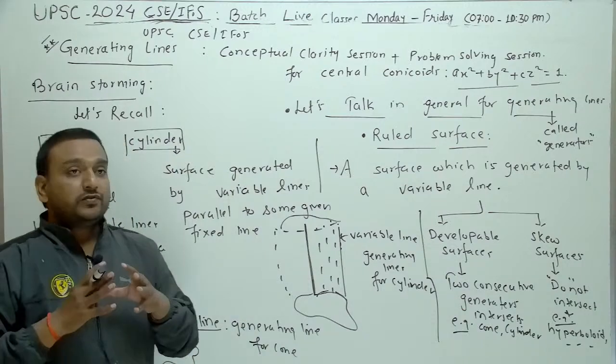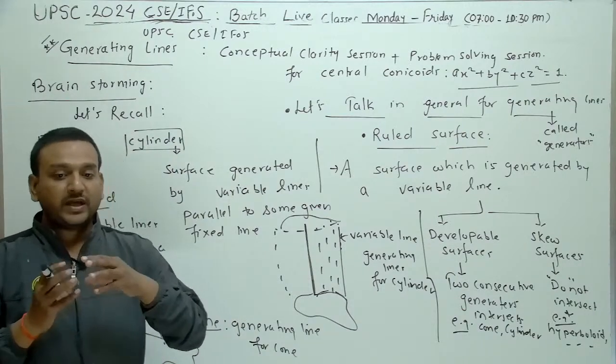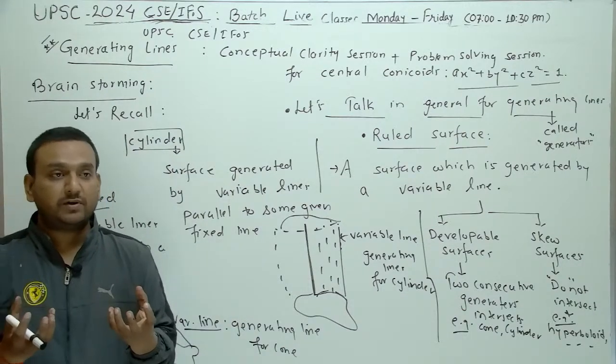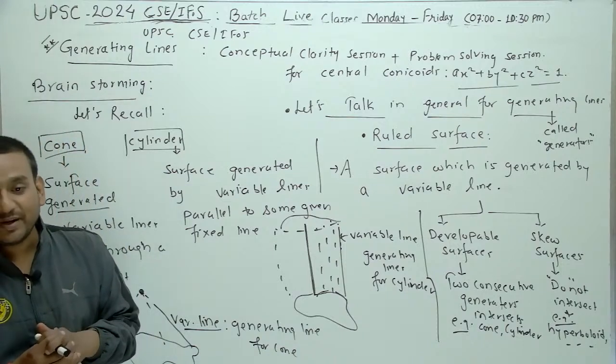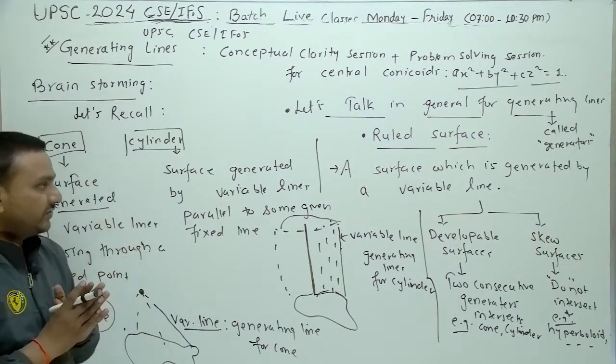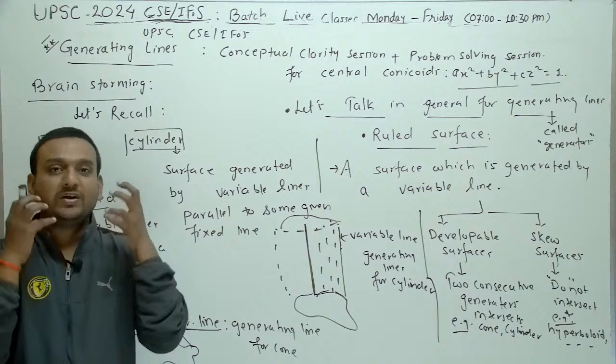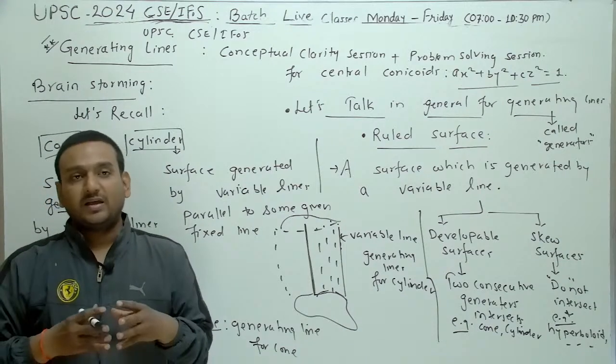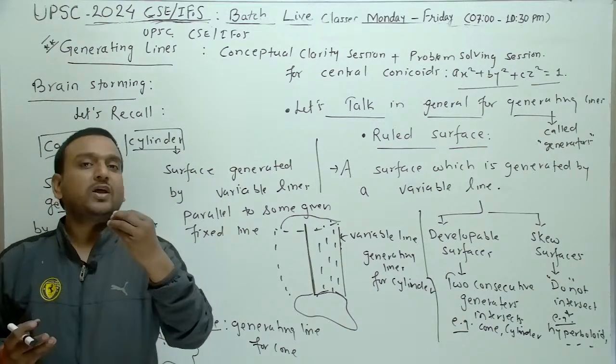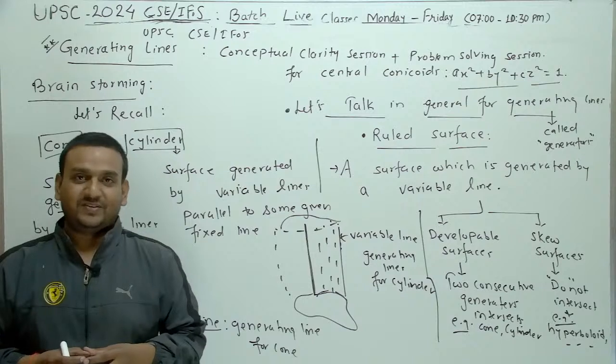So in case of generating lines, we have some terms at our head. What are those terms, my dear fellows? Number first is, what are ruled surfaces? Viswas, no one is going to ask you what is a ruled surface.